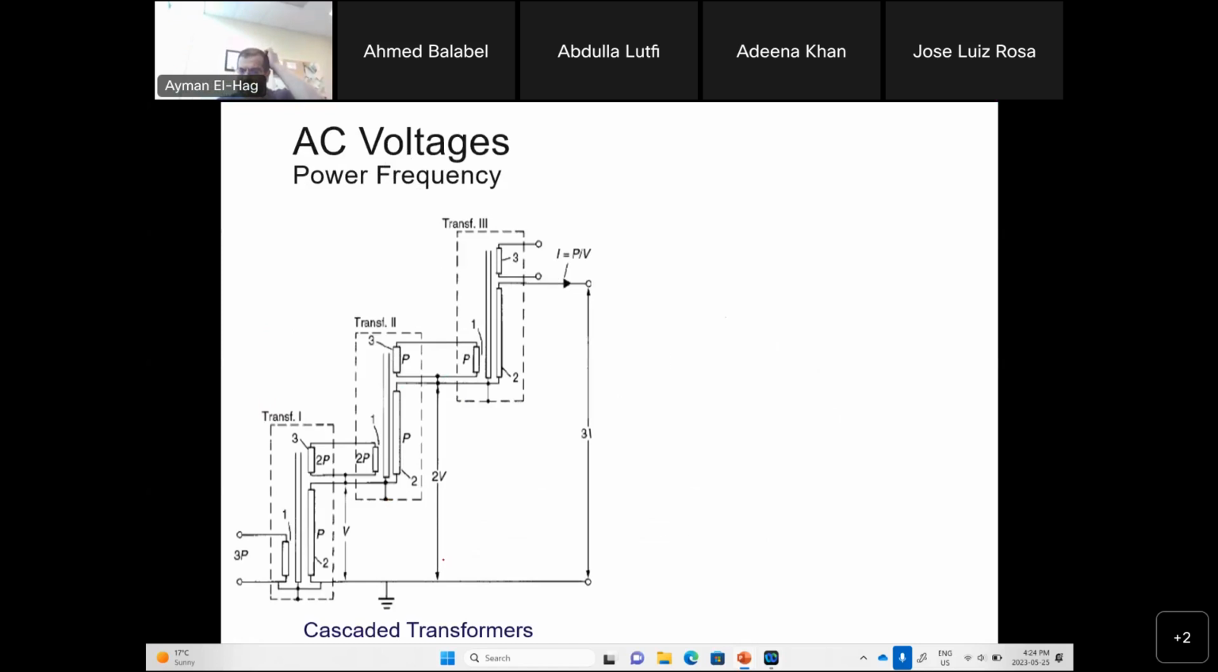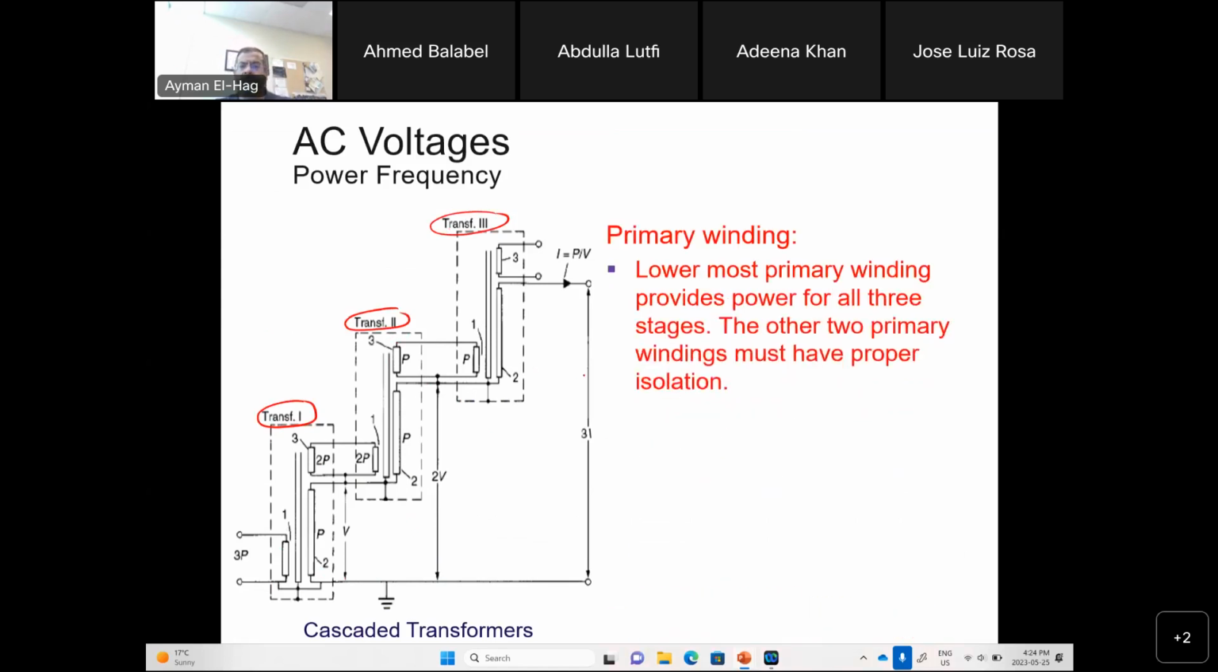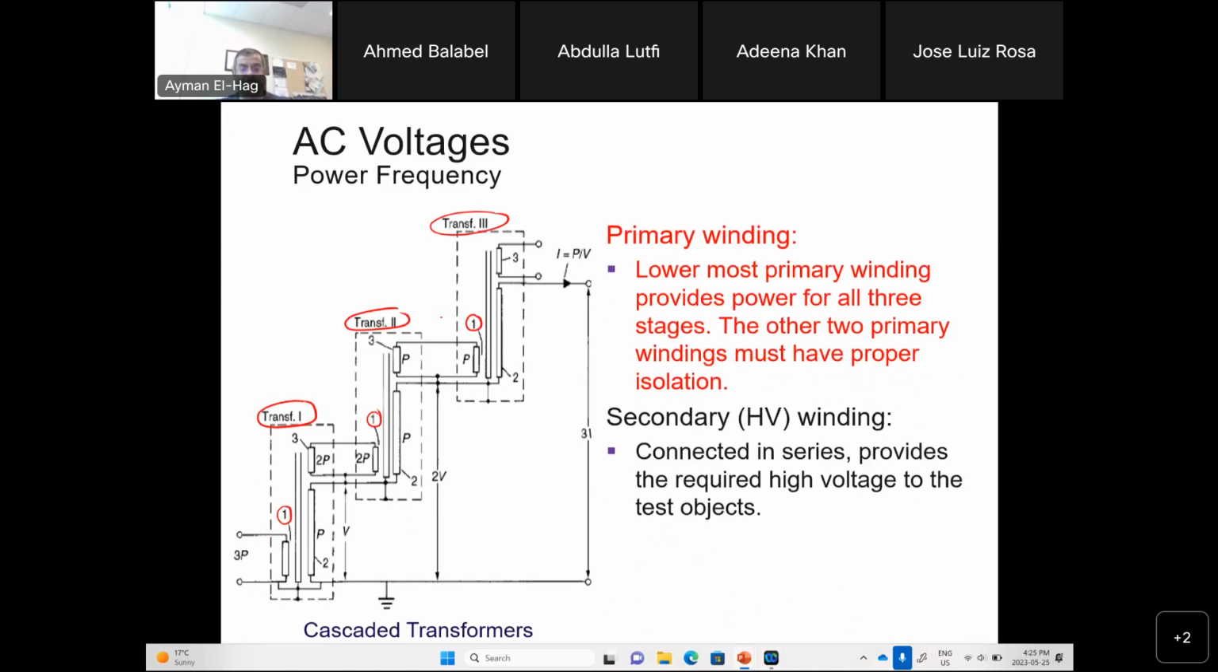But now let's look at the schematic. We have transformer 1, transformer 2, and transformer 3. Each transformer will have 3 windings. The first winding is called the primary winding, number 1. This is the primary winding of the first transformer, this is the primary winding of the second transformer, and this is the primary winding of the third transformer. And we have the secondary winding, number 2. This is the secondary winding of the first transformer, of the second transformer, and of the third transformer.